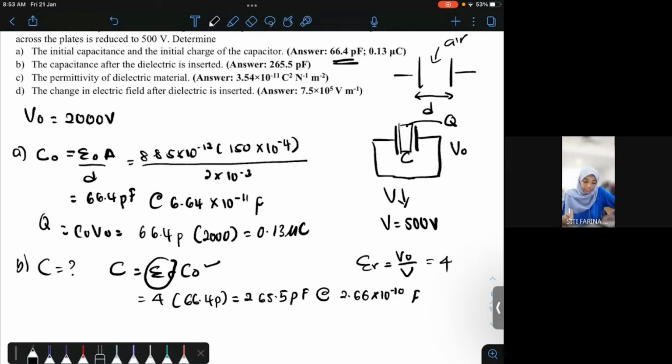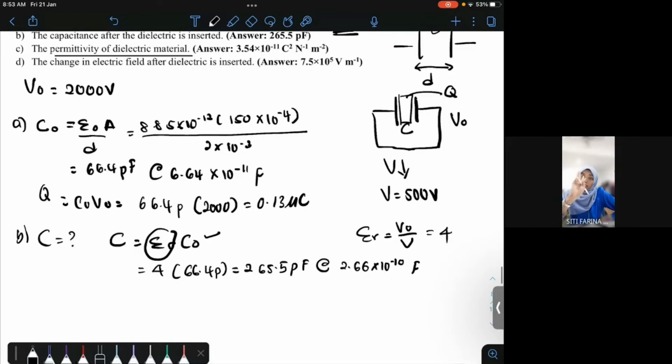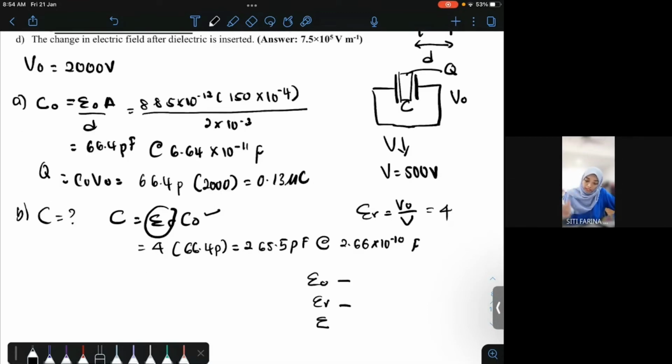Okay, next dia minta permittivity of dielectric material. Okay, apa itu permittivity of dielectric material? Jadi saya cakapkan kita ada 3 epsilon. Epsilon naught adalah permittivity of free space. Epsilon R adalah dielectric constant. Epsilon adalah permittivity of dielectric material. Maksudnya that gap tadi yang diisi dengan air, kita panggil dia permittivity of free space. Maksudnya dekat kawasan tu kita fill dengan air. Sebab tu kita panggil dia permittivity of free space.